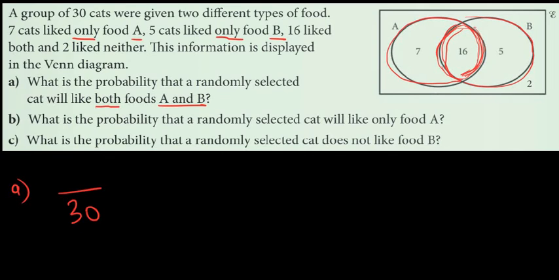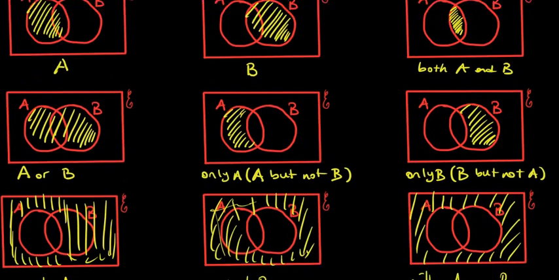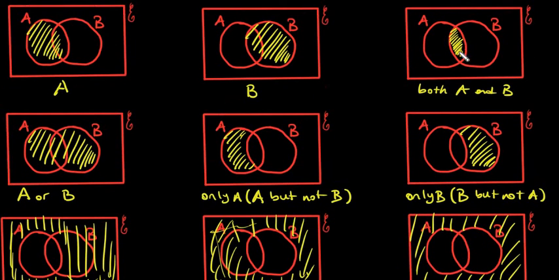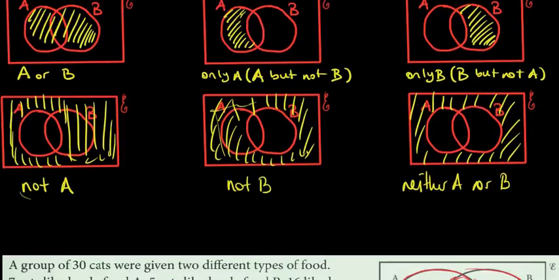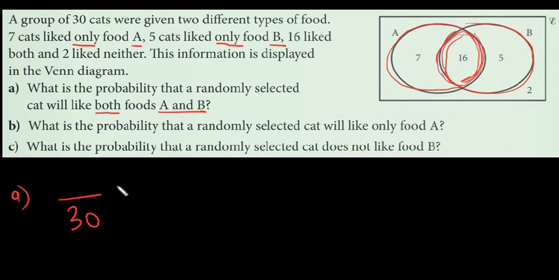Both A and B, as you see, is the part in the middle. So it is 16, right? 16 over 30. Now we can simplify this. It's going to be 8 over 15. You can divide both numerator and the denominator by 2.